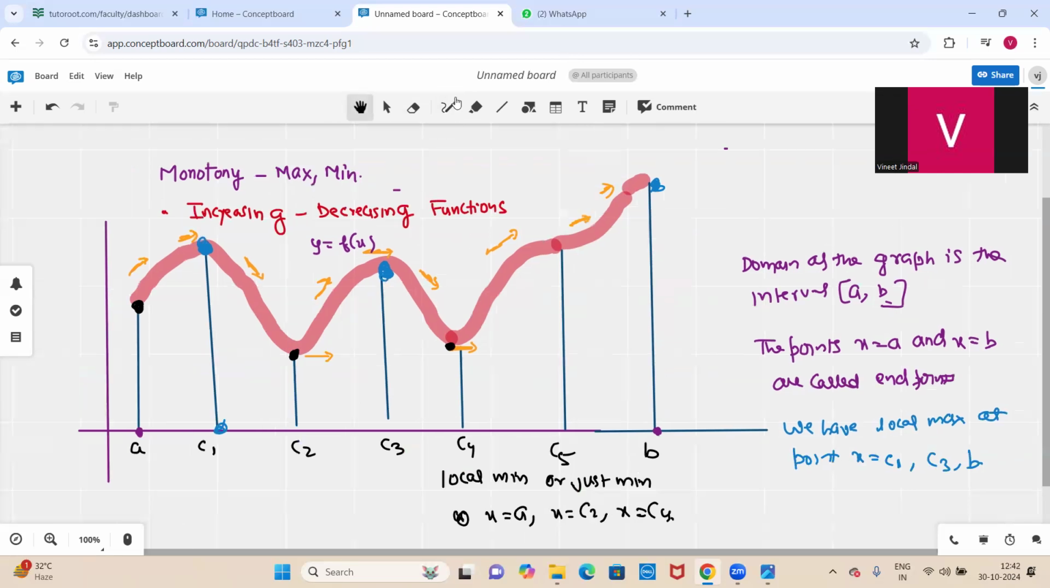If you analyze the graph from A to C1, the function is increasing because it goes up. From C1 to C2, the function is decreasing because it goes down. From C2 to C3, the function is increasing again, and C3 to C4, the function is decreasing. From C4 to C5, again the function is increasing.